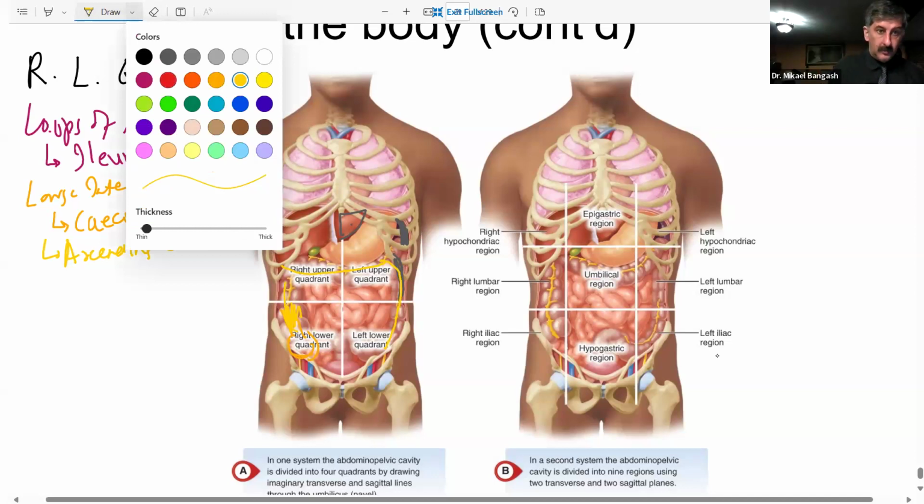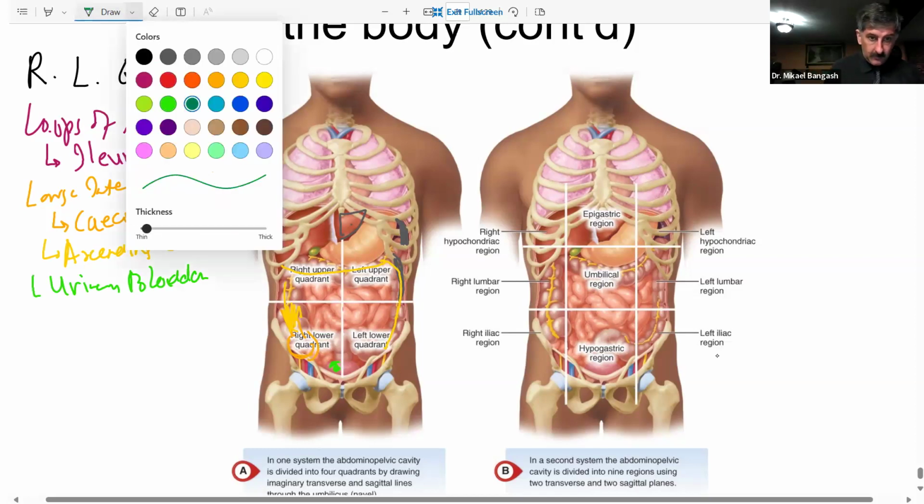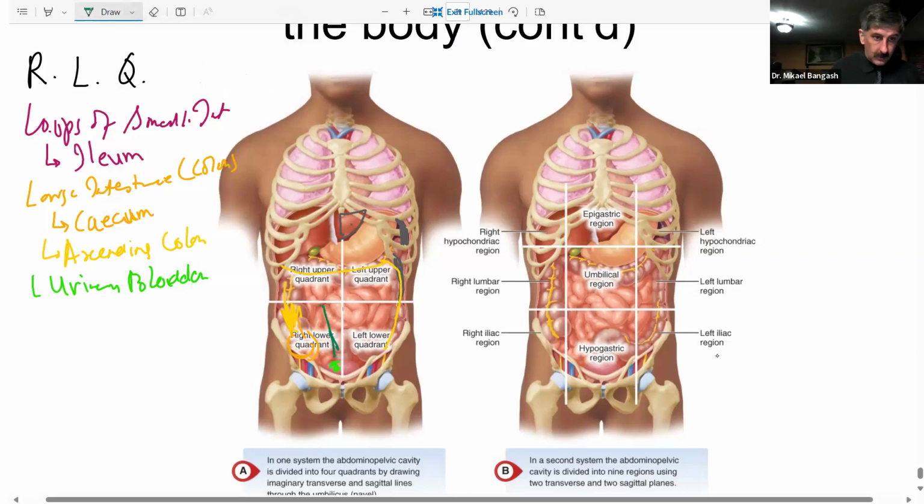Next there's going to be structures that we don't really see on our picture here. Primarily because they are located behind. It's going to be your urinary bladder. And of course, for the urinary bladder, we don't see this fellow here. But it's going to be, I guess, the right ureter.